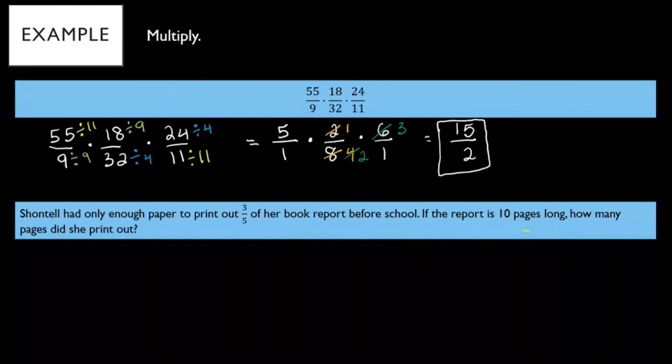And we're not going to turn it into a mixed number. Basically, in algebra, we don't use mixed numbers. We leave it as improper fractions. So don't bother to turn this into 7.5. It's more work than you need to. Leave it as 15 over 2.